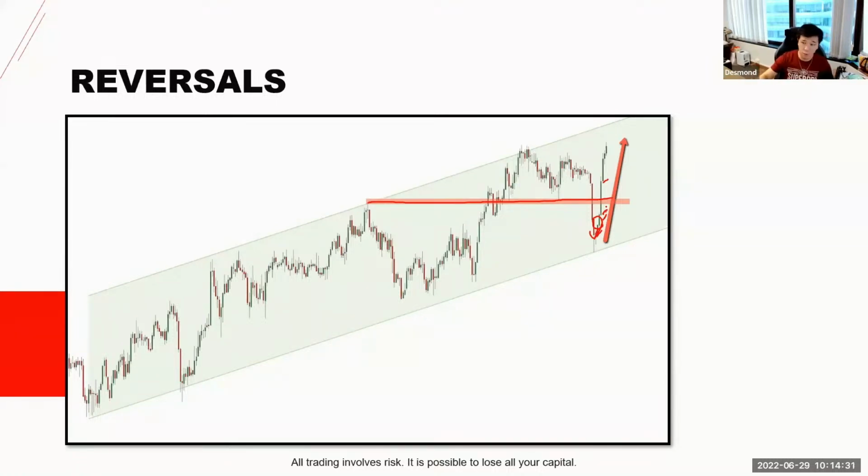Anyone want to take a guess? What kind of candlestick pattern is this, where you have three green candles in a row? Yeah, you have three green candles in a row. Does anyone want to take a guess? What is this particular kind of candlestick pattern?